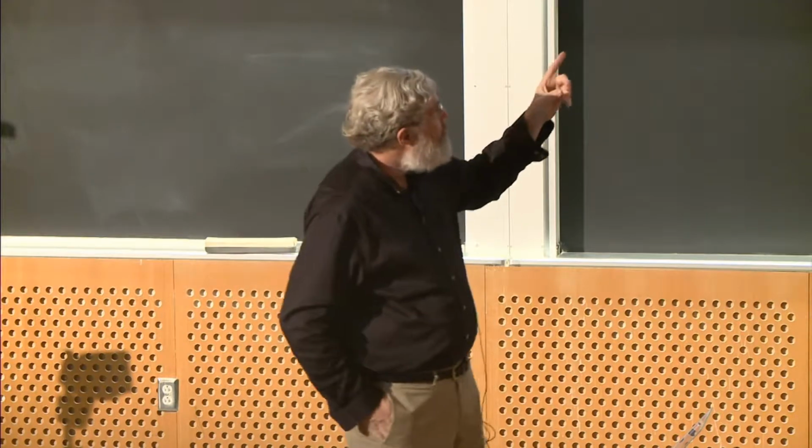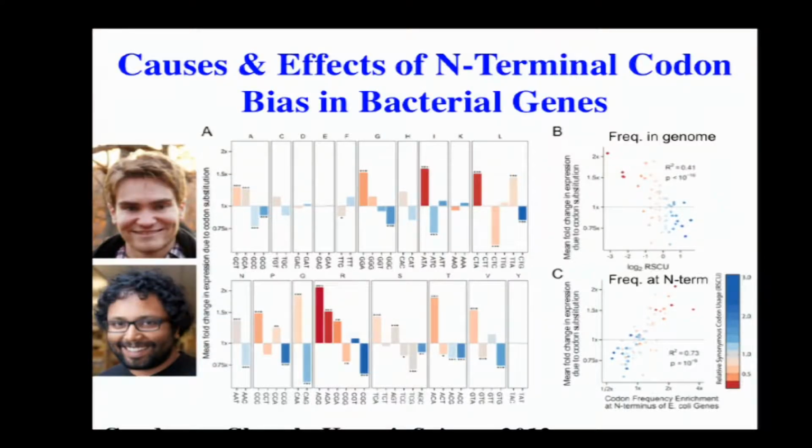The thing that was new was we discovered that at the N-terminus, close to the cis regulatory elements, it flips. It's the opposite. There's almost no correlation with abundant codons, and there's essentially a negative correlation here with an R squared of 0.73 right here that shows that there's a higher expression with very rare codons. This was published in Science.